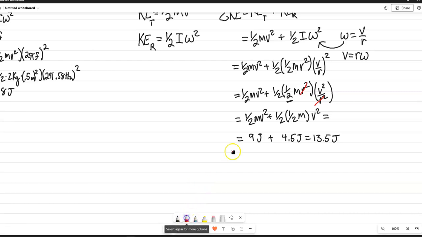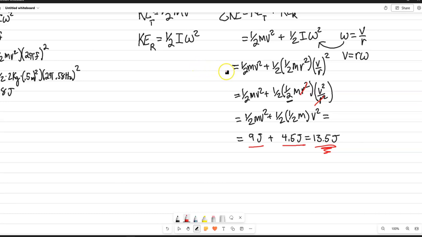All right, so I tried to speed things up here. If we put in numbers for 1/2 mv squared, you'll get 9 joules. If you put in numbers for the rotational kinetic energy, you will get 4.5 joules. And if you add that all up, you get a total of 13.5 joules.